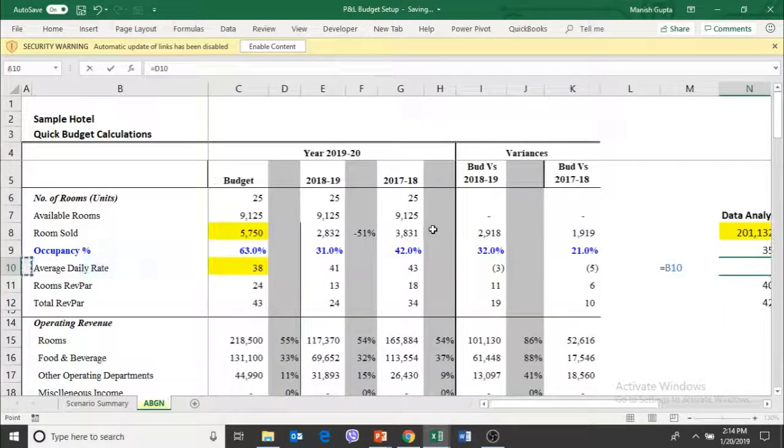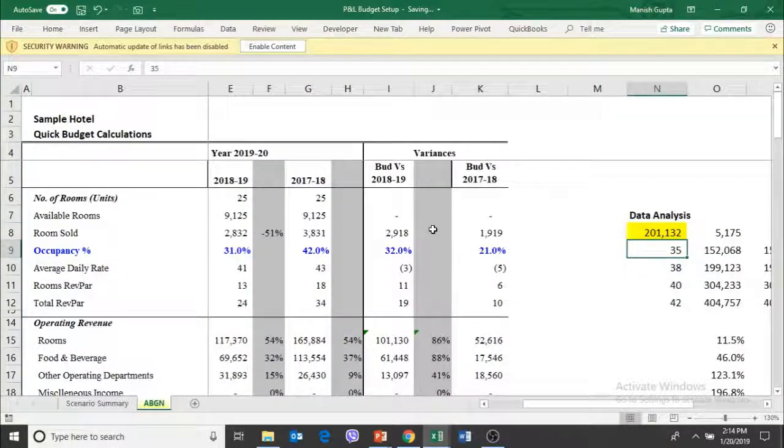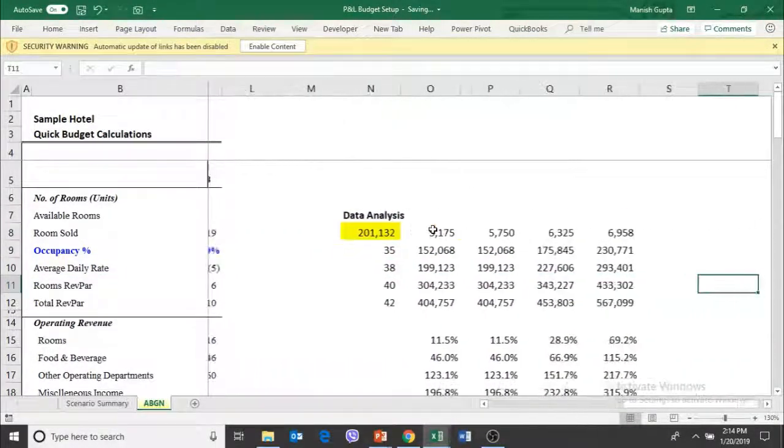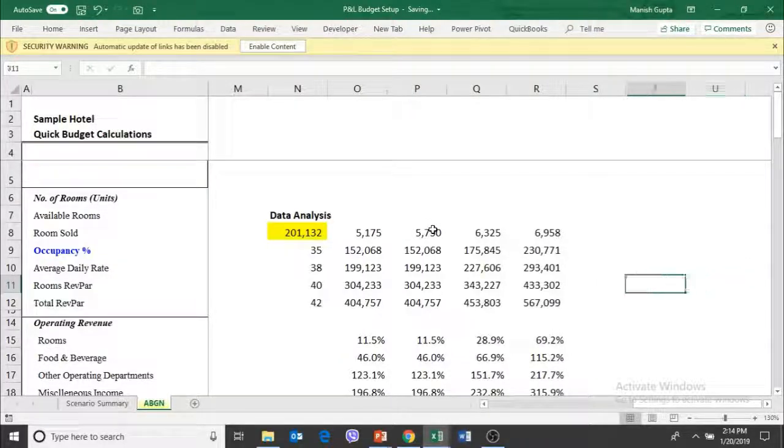I'm just making a little scenario for you to understand how it's changed. Okay, let's say you have different scenarios here, right? What will happen if your occupancy changes from 5,750, which is at the moment, to an increase of 10%, with the same rate, 35 or 38? So at the moment, this is your actual scenario. Where is it?